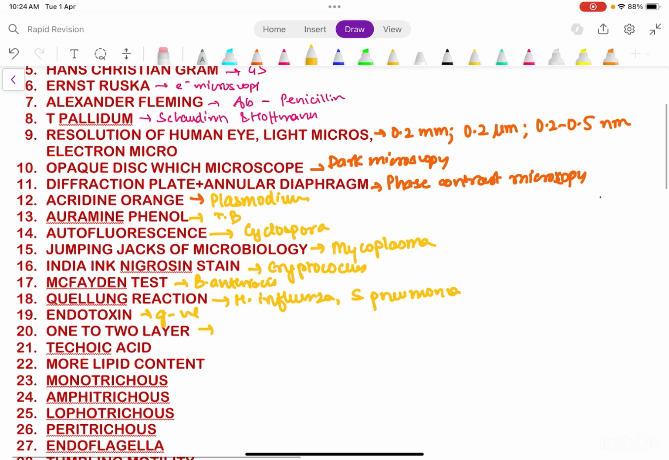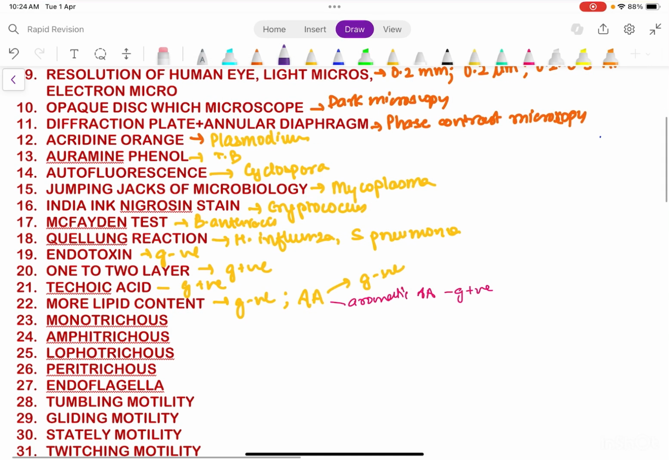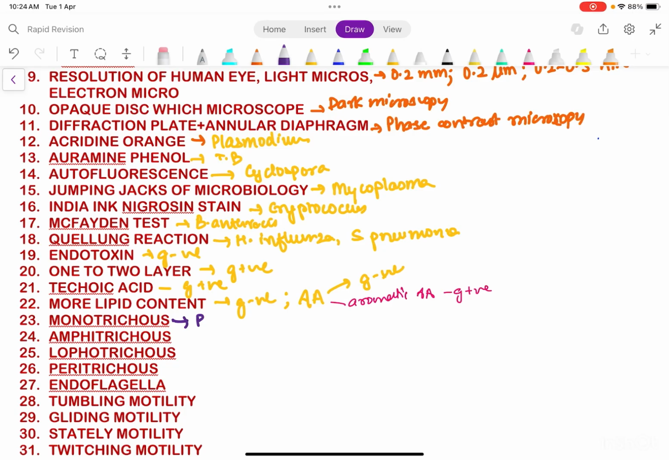Endotoxin is in gram negative, with one to two layers in gram negative. Teichoic acid is in gram positive. More lipid content is in gram negative. Also, more amino acids are present in gram negative, and here's the catch: aromatic amino acids are seen in gram positive. Okay, then more lipid content.